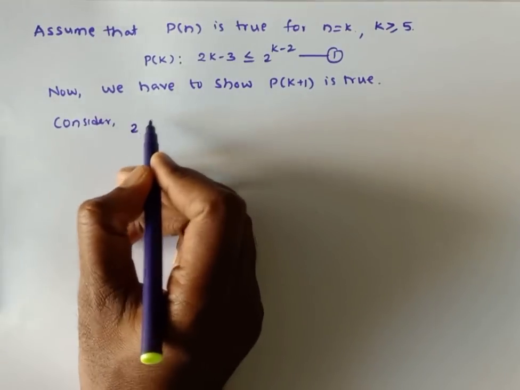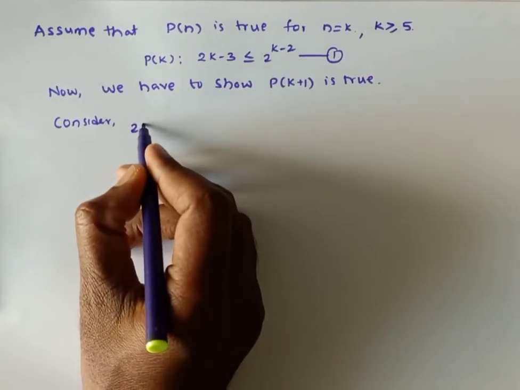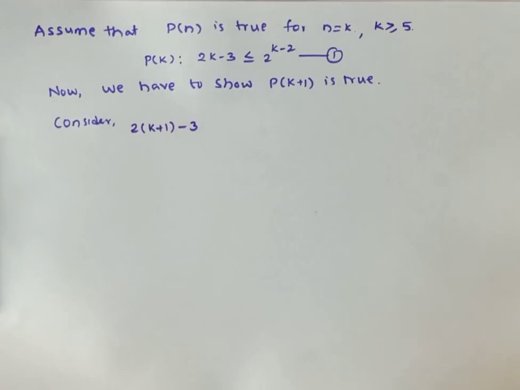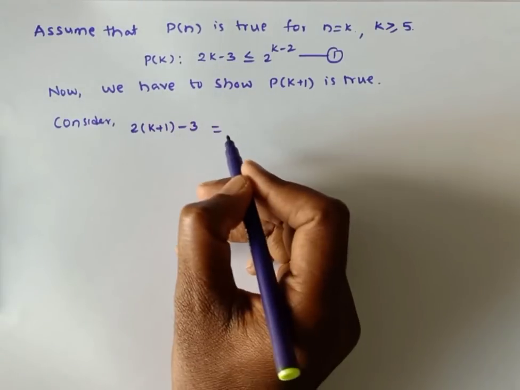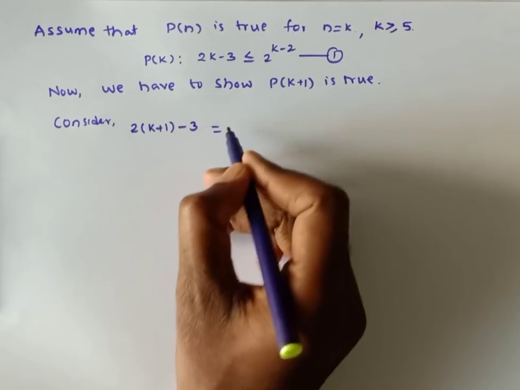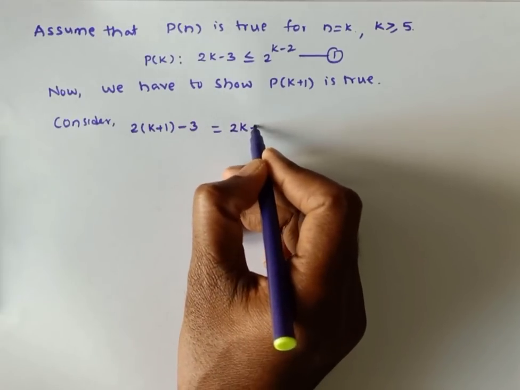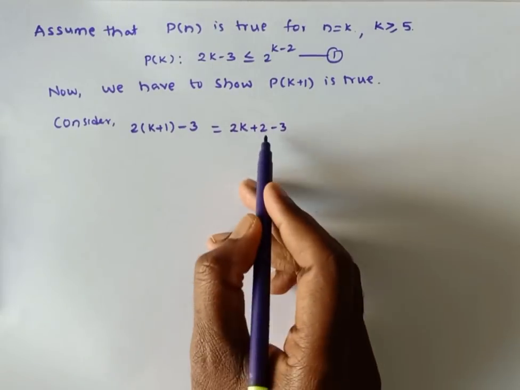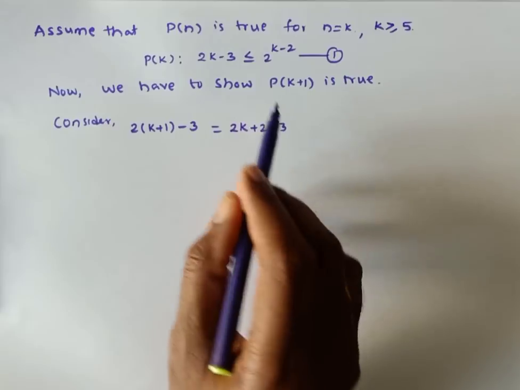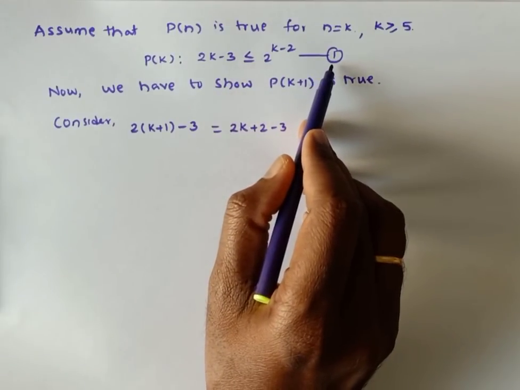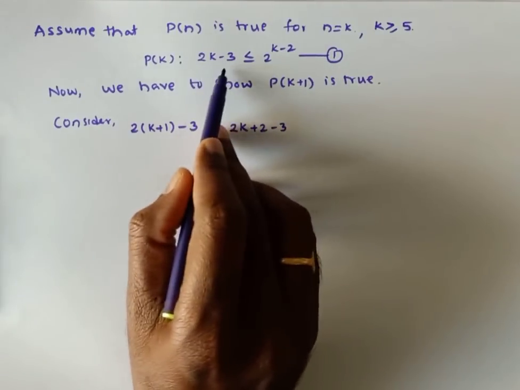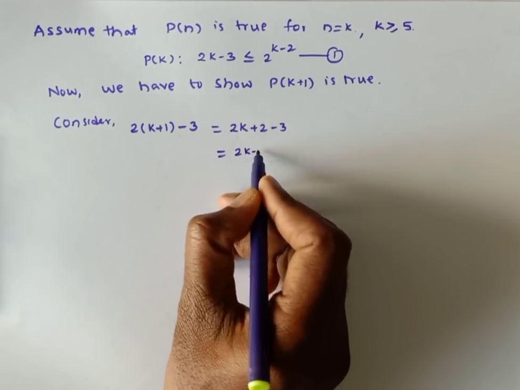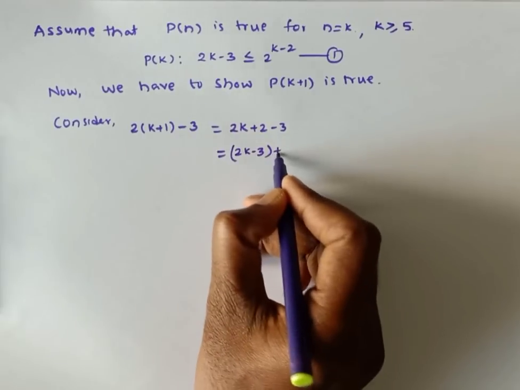So consider this part, replace k with k+1, so it is 2 times (k+1) minus 3. First simplify this. Here we can write it as 2k + 2 - 3. Don't write 2 minus 3 is minus 1, because to use inequality 1 we need 2k minus 3, right? So write this separately: 2k - 3 and plus 2.